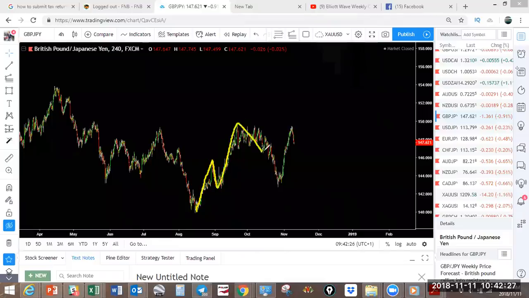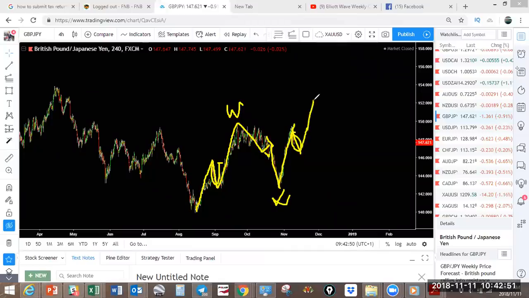Now similarly here we had a 1, 2, 3 with a running flat here, like that. So that means we had 1, 2, 3 waves. But if you look at the lower degree, and this is why it's important to look at all the degrees, you'll see that this is only a single wave to the upside here, and it is not complete. So we've got this one, which is this one here, and we'll look for this one to give us this move.